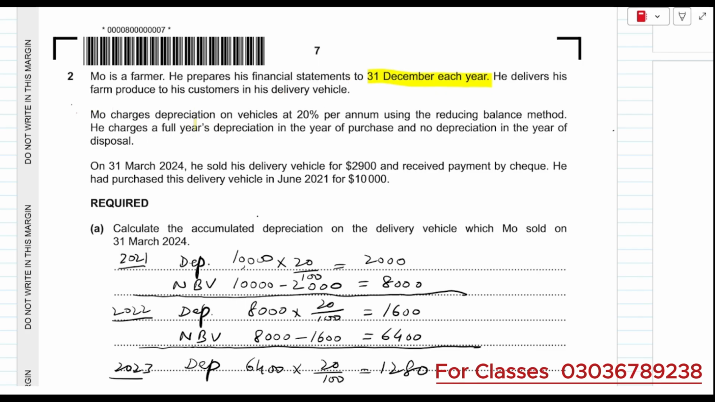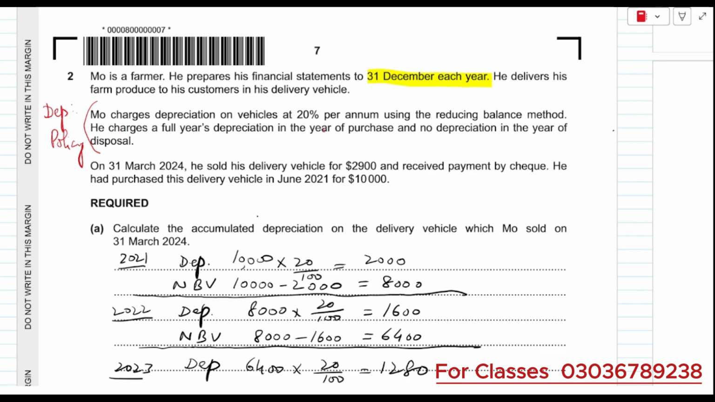Mo charges depreciation on vehicles at 20% per annum using the reducing balance method. He charges a full year's depreciation in the year of purchase and no depreciation in the year of disposal. Students, this paragraph actually represents the depreciation policy. Remember that it shows the depreciation policy of the business.